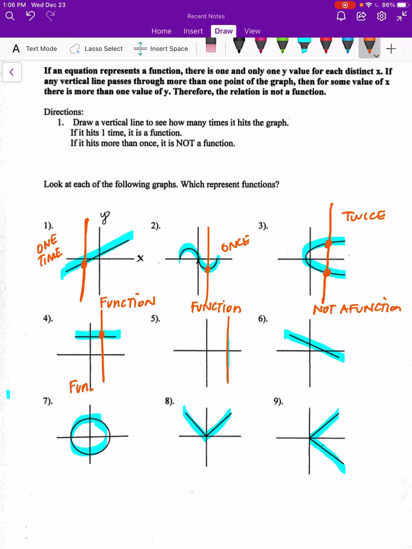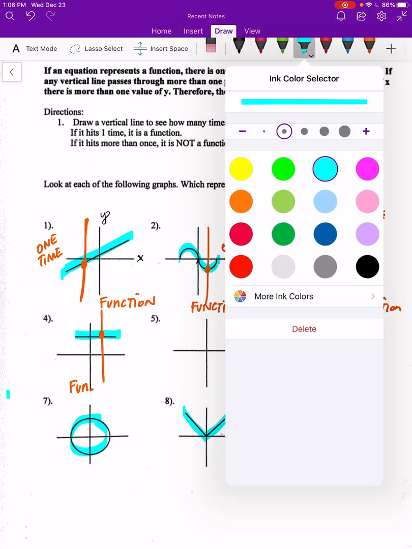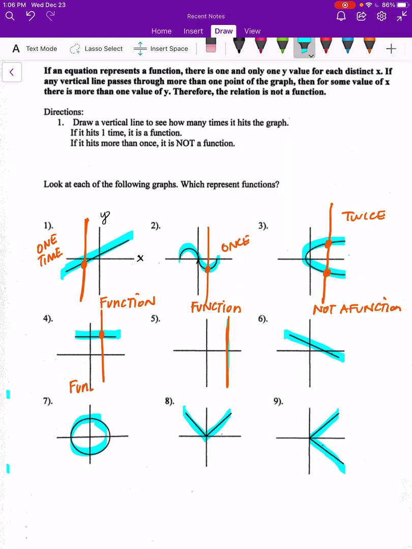This one now kind of is tricky. I draw a vertical line and it's right on there. Let me go back and draw the blue so you can see that too. They're both right there at the same time. Well, how many times does it hit it? It hits it here, here, here, here. It hits it the whole entire time. So this is not a function.